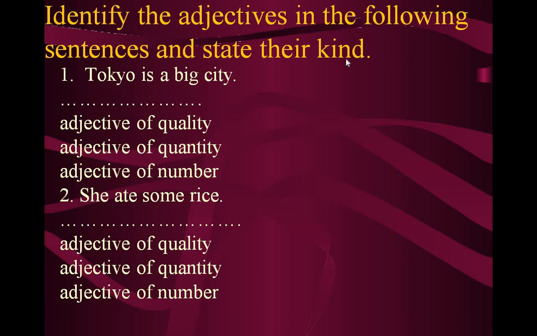Tokyo is a big city. Now the nouns here are Tokyo and city, but an adjective always comes before a noun. So big here is going to be the adjective. You are supposed to write big, and now you have to tell the type of adjective it is. What type of city is it? It is a big city. So I am describing it with quality, so it becomes an adjective of quality. Big, small, short, long, these are all qualities of something or some person.